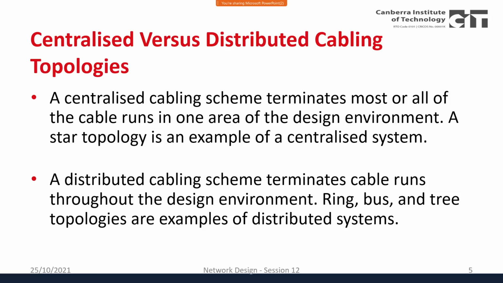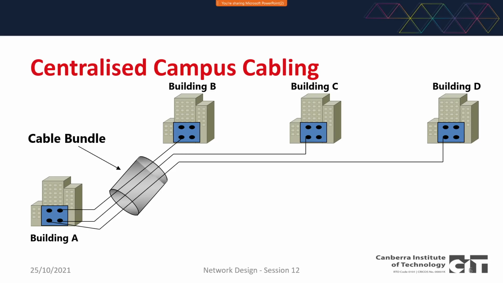Now, let's have a look at the topology because words may be harder to understand. So let's have a look at an example of a centralized and an example of a distributed cabling scheme. In a centralized cabling campus design, we have something like this. All the connections from one origin, which could be, in this example, building A, will be originating in building A and they will be terminating in each one of the other buildings. All right, pretty straightforward.